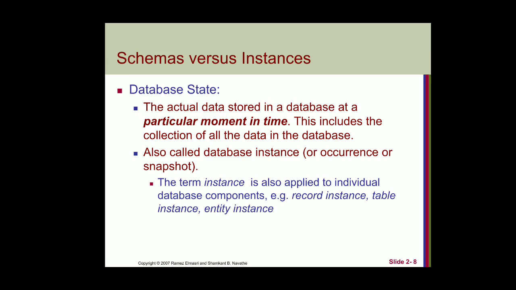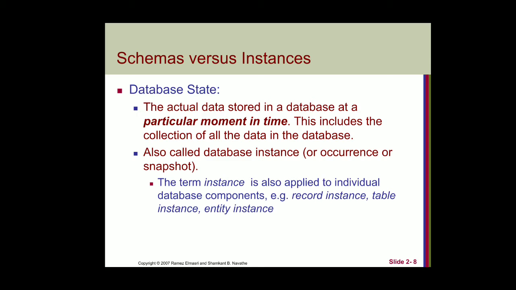Then we have database states. The database state is nothing but the actual data stored in a database at a particular moment in time. Whenever we are going to store some information in a particular database, it is known as the current state of the database. This includes the collection of all the data in the database. When we are dealing with database states, it represents the whole data. If you have more than 5 or 6 tables, everything that is present at that particular instant is known as a database state. It is also called database instance or occurrence or snapshot. There are various names for this database state.